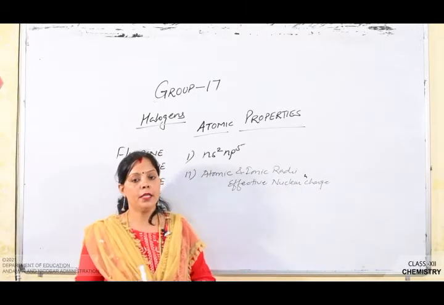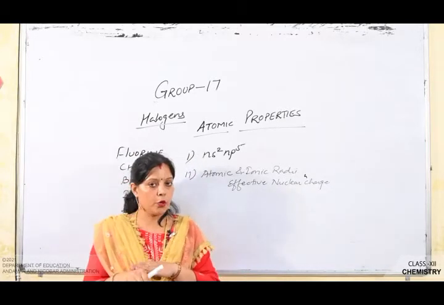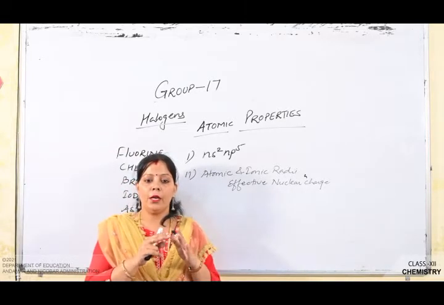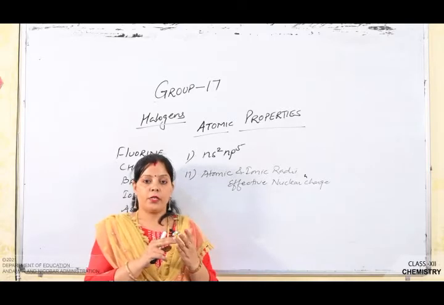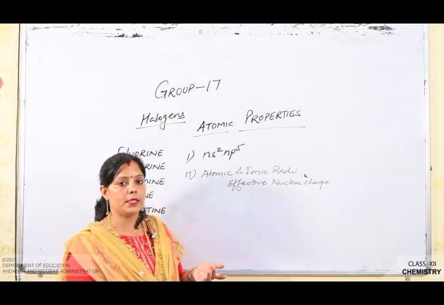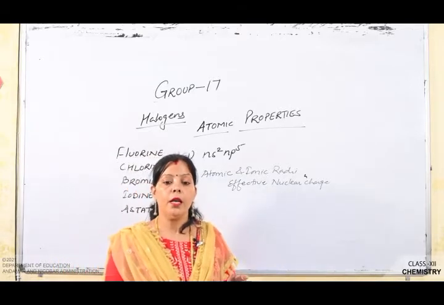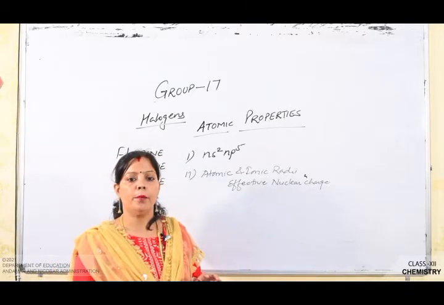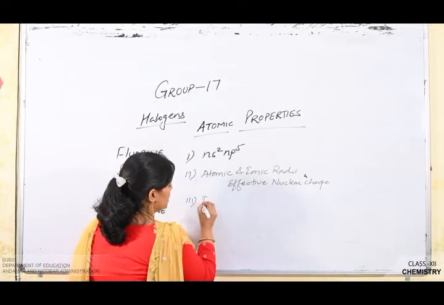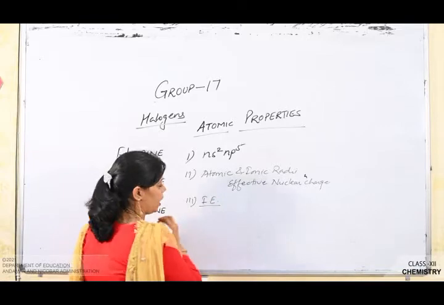So when we move from top to bottom in the group, the atomic radius increases. The atomic radius of fluorine, like the elements of the second period, is extremely small. On moving down the group, the atomic and ionic radii increase from fluorine to iodine. This is due to increase in the number of valence shells. After the atomic and ionic radii, next is the ionization enthalpy.